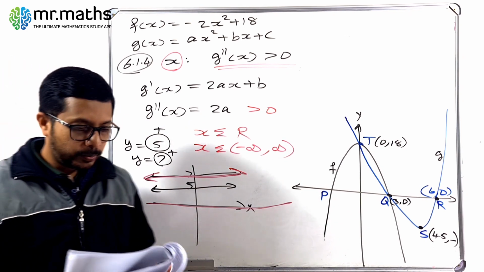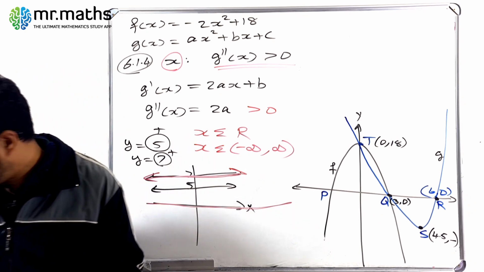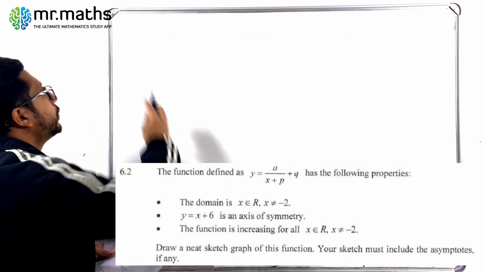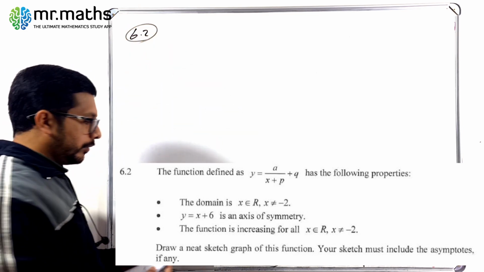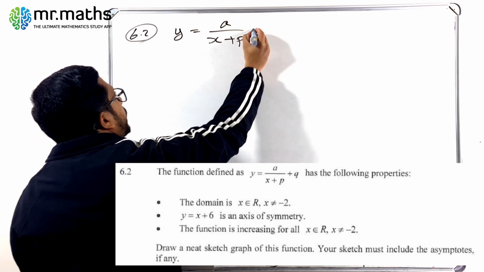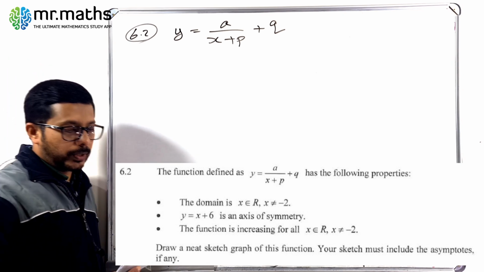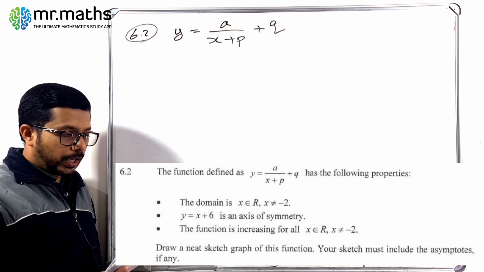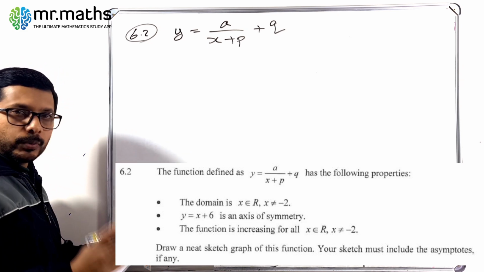So that is question number 6.1.4. It's 2 marks. Now let's go to question number 6.2. The function defined as y is equal to a divided by x plus b, plus q, has the following properties. The domain: x is an element of R, x not equal to minus 2. The domain means possible x values.